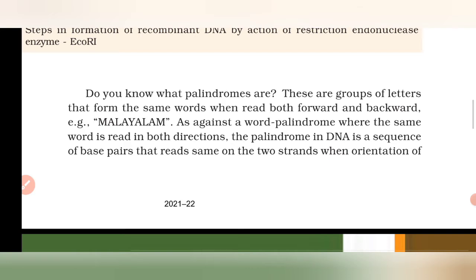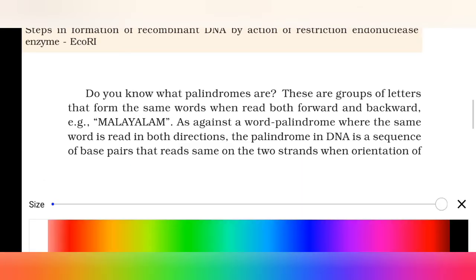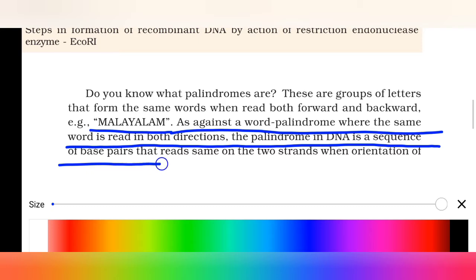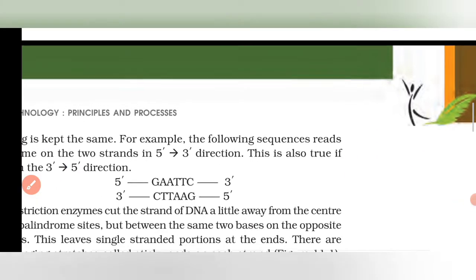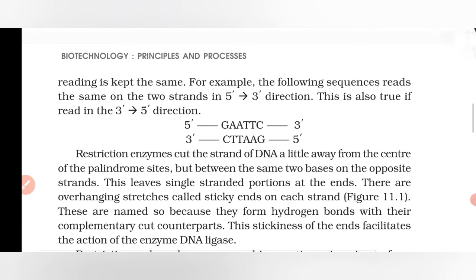So what is a palindrome? A palindrome is a word which reads the same when read from both ends. For example, Malayalam. When you reverse the order of reading, it reads the same on both sides, from left to right as well as from right to left. And like a word palindrome, where the same word reads in both directions, the palindrome in DNA is a sequence of base pairs that reads the same on the two strands when the orientation is kept the same. For example, GAATTC, and if you reverse the reading order, it becomes GAATTC.